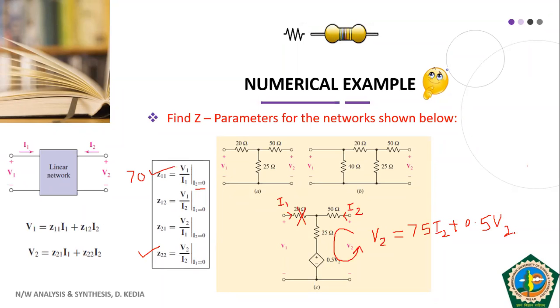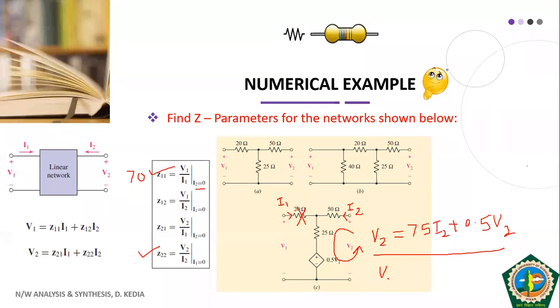Okay. So here we have made I1 equal to 0, and V2 is equal to 75 I2 plus 0.5 V2. Okay. So now we don't need any other equation. We have this equation in V2 as well as I2. So you take this V2 towards the left hand side, this becomes 0.5 V2 equal to 75 I2.